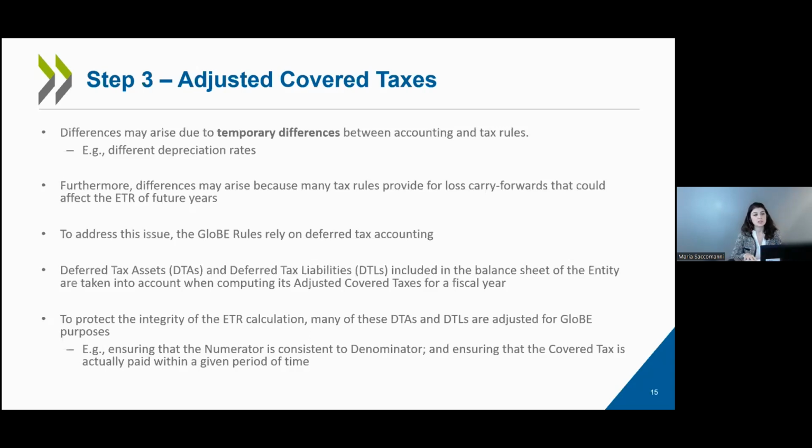Then we have specific adjustments which are related to the recast, according to which the DTA and DTLs need to be computed under the minimum tax rate rather than the nominal rate of the jurisdiction if this one is higher than 15%. And another important aspect is that any valuation allowance or any restatement of the DTA, deferred tax asset, is completely disregarded for Pillar 2 purposes.